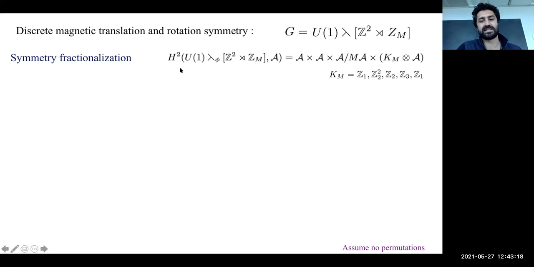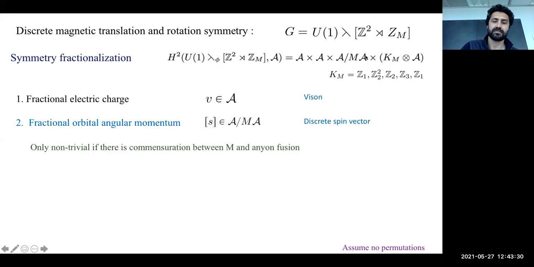So in this case, symmetry fractionalization, when you compute it for this group, it turns out that it's independent of the flux per unit cell. And you can have any rational magnetic flux per unit cell. And the group has 4 components here. 2 of them are versions that we already knew about before. There's the fractional electric charge given by the vison. Now we have something that you could call the discrete spin vector. This specifies the fractional orbital angular momentum in the lattice case.